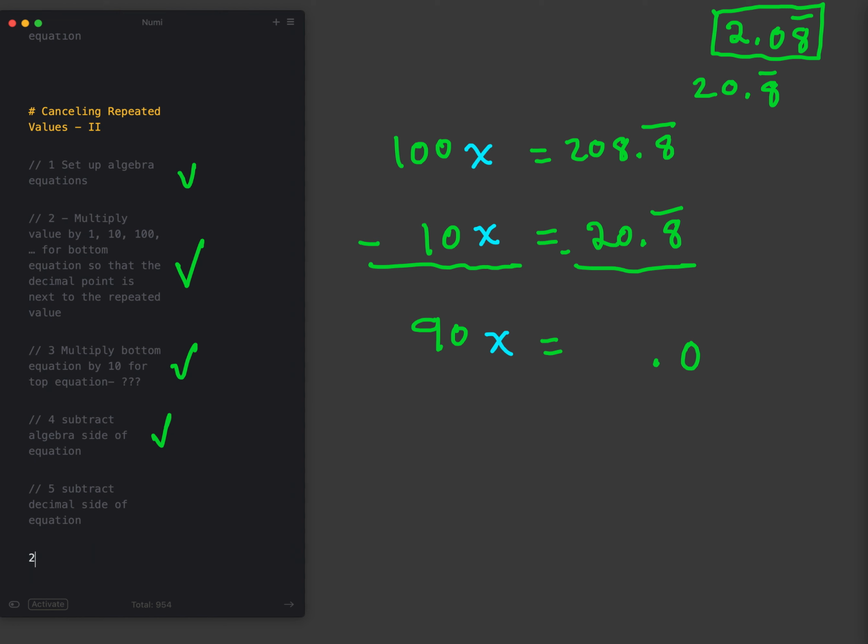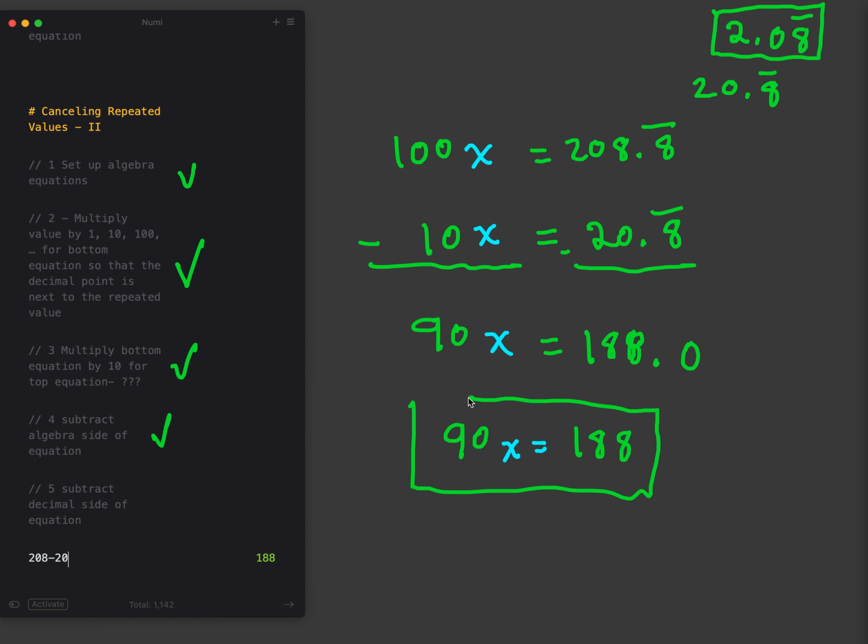Let's check that out. 208 minus 20 should give us 188. And it does give us 188. So we end up with 90x equals, and excuse my terrible handwriting, 188.0. Simplifying just a little bit more, 90x equals 188. And this is our final answer for this example.